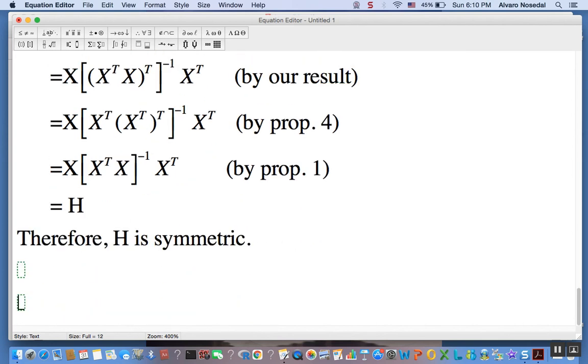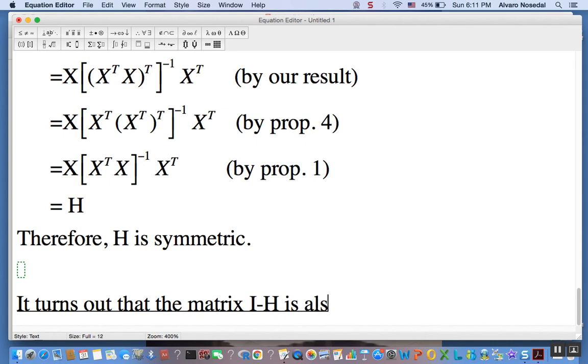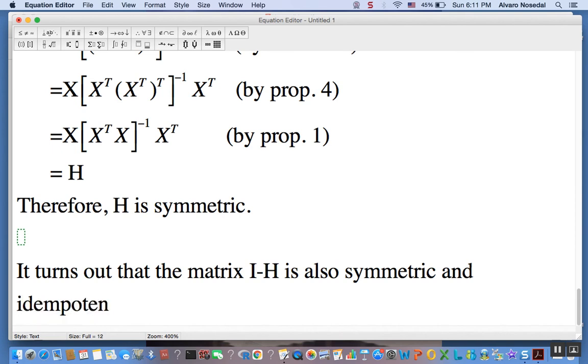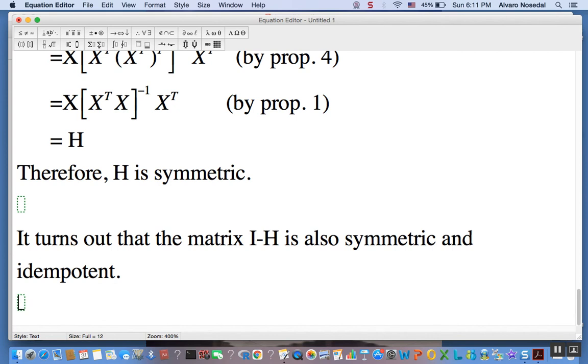Okay. Now, there's another matrix that will be very useful in regression analysis, which is closely related to the matrix H. And that matrix is the identity minus H. Okay? So let me just mention that it turns out that the matrix I, as in the identity, minus H, is also symmetric and idempotent. And that is not going to be hard to show. Let's do it, okay?